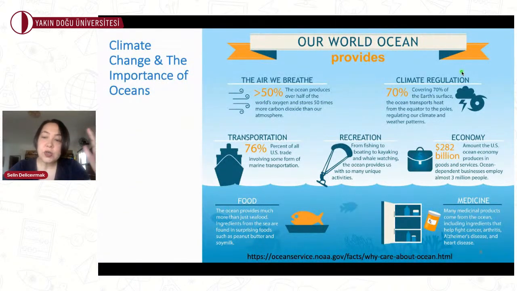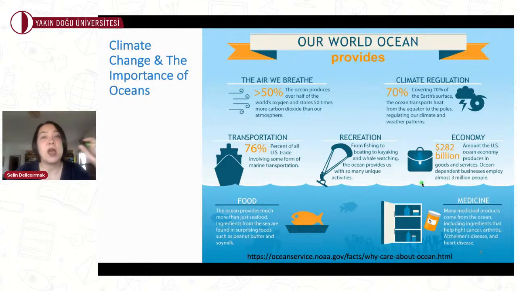After introducing the basic facts about climate change, let me come to the point and explain why oceans are important. Why do we need to understand the dynamics of oceans? The world ocean provides us clean air, climate regulation, transportation, recreation, economy, food, and medicine.